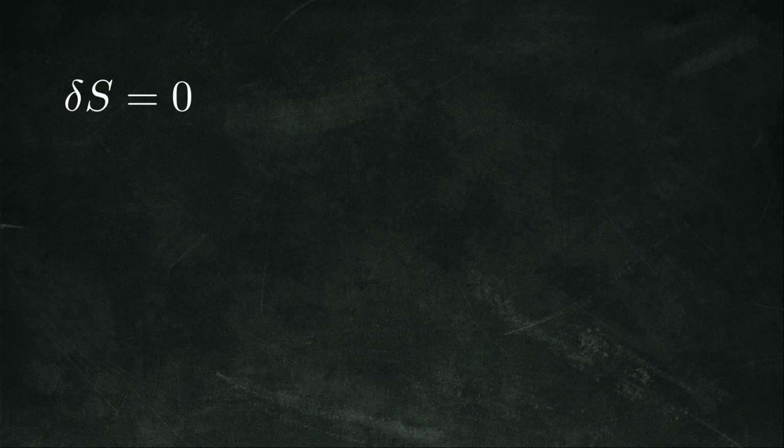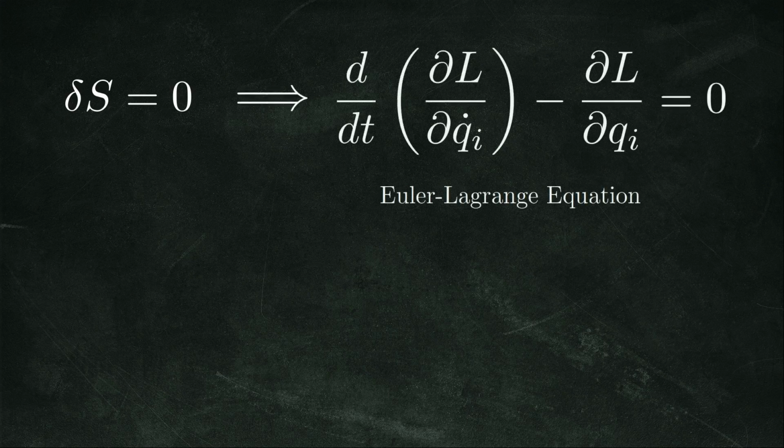We have just said that the difference between the two actions, delta S, must be 0 because the action is at a stationary point. And we can show that, to obey this condition, the path the particle must take obeys this equation here, which is called the Euler-Lagrange equation. And this is essentially the equivalent of Newton's second law. It's our equation of motion.